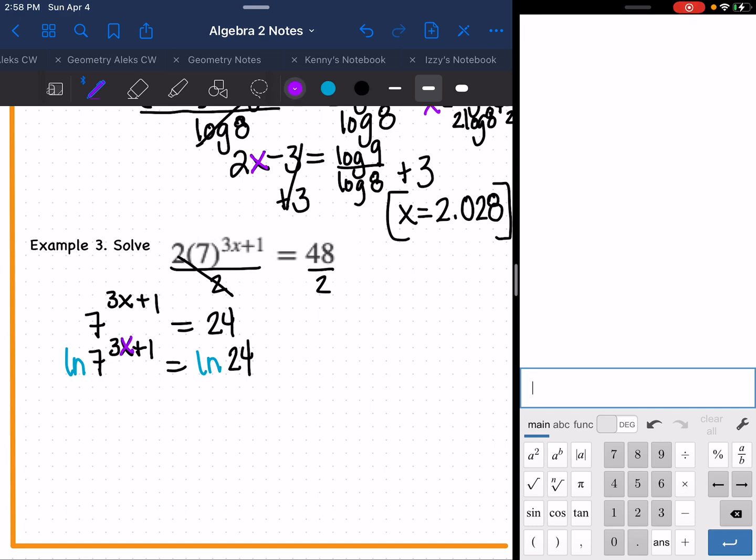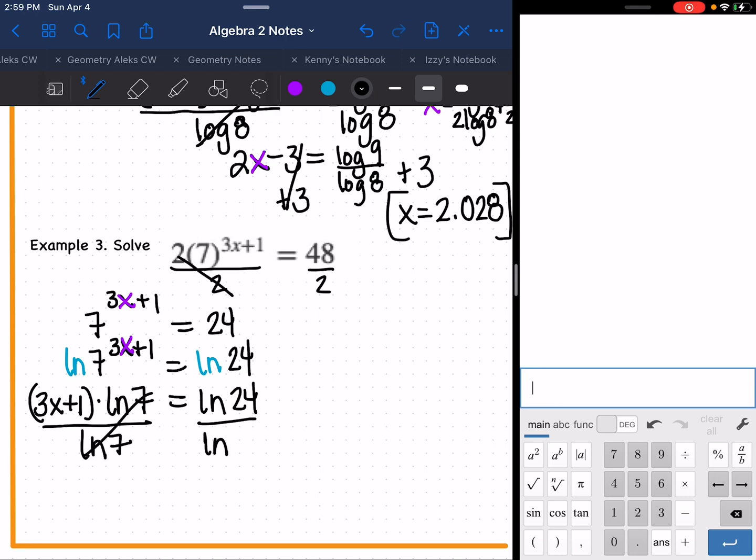Now, just to help remind myself that I do need to get x by itself, I'm going to go ahead and make it purple. I'm now going to go ahead and apply my power rule, which says I'm going to take my exponent and bring it down to the front, times my natural log of 7, is equal to my natural log of 24. I'm going to go ahead and divide both sides by the natural log of 7. And I end up with, x is not quite by itself. 3x plus 1 is equal to the natural log of 24 divided by the natural log of 7.